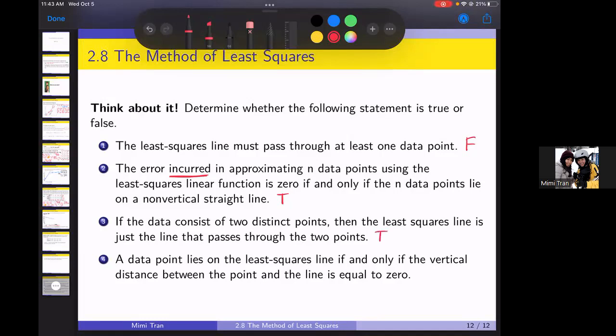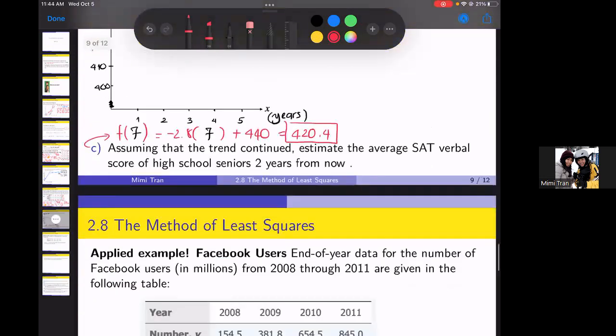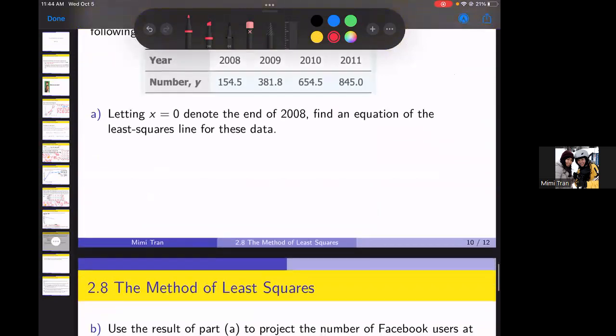Last one. A data point lies on the least square line if and only if the vertical distance between the point and the line is equal to 0. True. Yeah, true. If you got the right answer, give yourself a check mark. That's all for today. We continue next time because we still have one more. If nothing else, have a good one. I'll see you Friday.